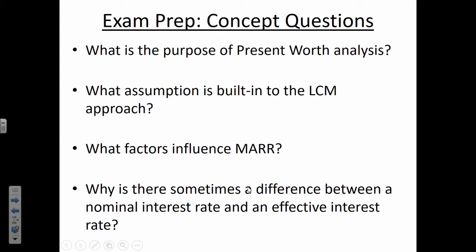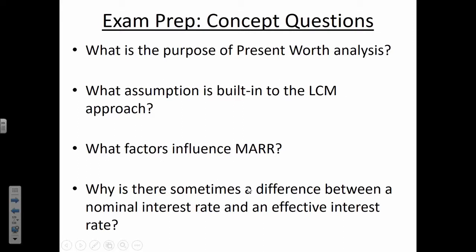What is effective interest rate? Go ahead. Effective is the true interest rate over a year. Okay. Nominal is what it would be if you added them up by day, month, week, throughout a year. Good. The nominal interest rate accounts for periods. Good. The number of periods per year, yeah, and the effective compounding.